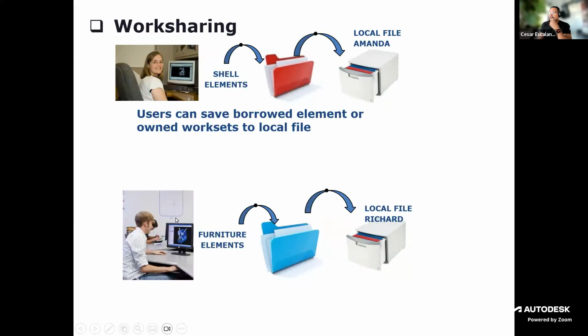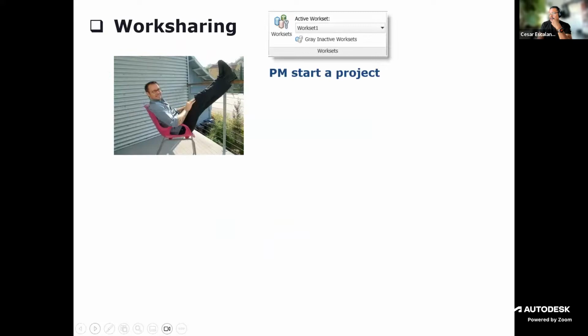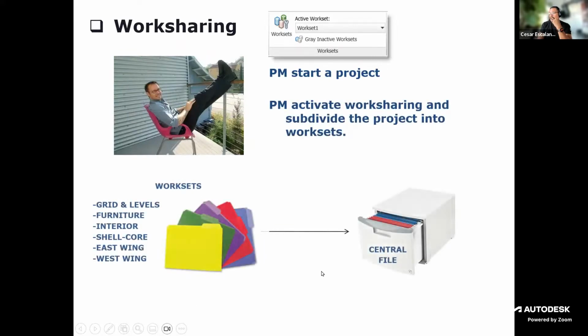All right, so when users are working in the central file, somebody starts a project, somebody activates work sharing, and worksets are created to segregate the model in big scopes of work, loadable or unloadable pieces of geometry, and they are saved in the cloud as a central file.